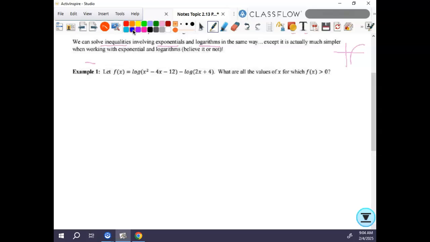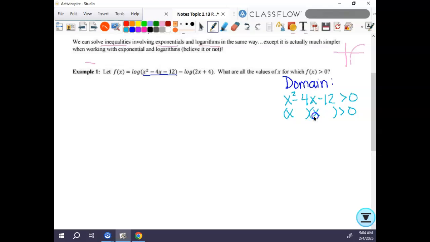So we know we have to take care of the domain. That's what we're going to do over here. So let's just come over here and say, all right, domain. That means that this right here, what's inside that log, what I'm going to take the log of, has to be greater than 0. Has to be positive. So I'm going to say x squared minus 4x minus 12 has to be greater than 0. Okay. So then that is what kind of equation? Quadratic. Am I going to make up math? No, I'm going to factor. It already has a 0 on one side.